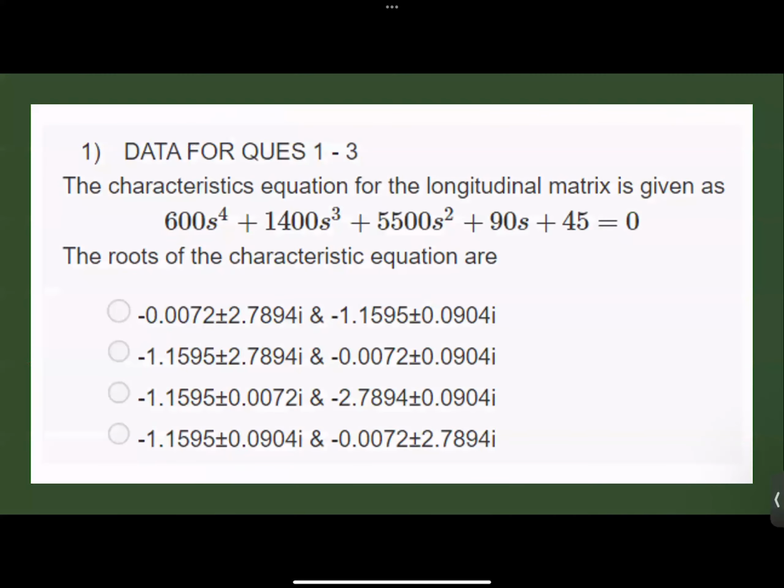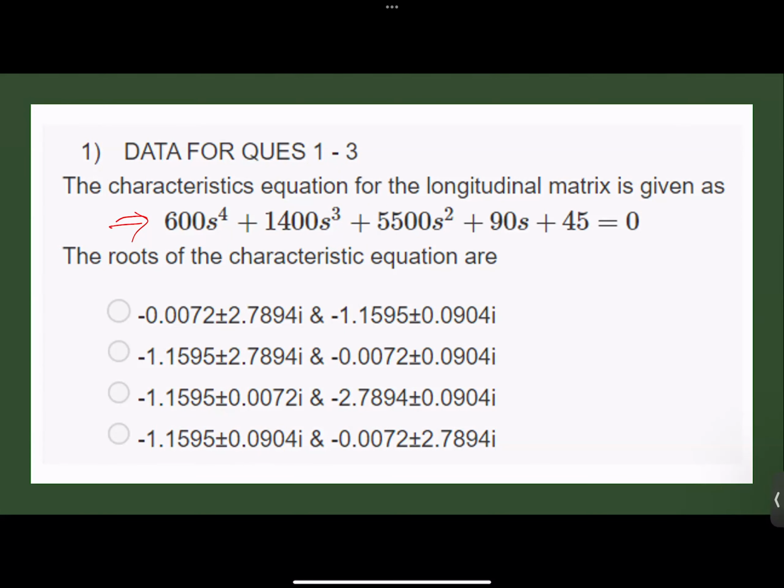Now let's look at the questions of week 10. The characteristic equation for the longitudinal matrix is given as a fourth order equation, the one that we just saw. The roots of the characteristic equation are... How do you find the roots of this equation? This is quite a task. Since the options are given to you, you just plug in those options in place of S, and whichever solution gives you the value of 0 when substituted into this equation is the correct option.